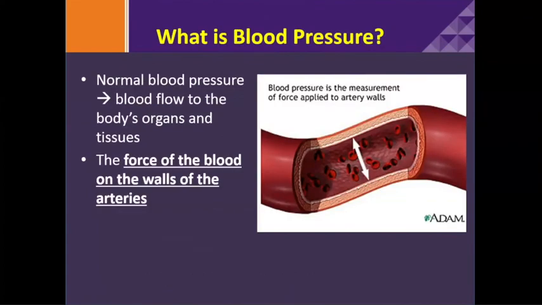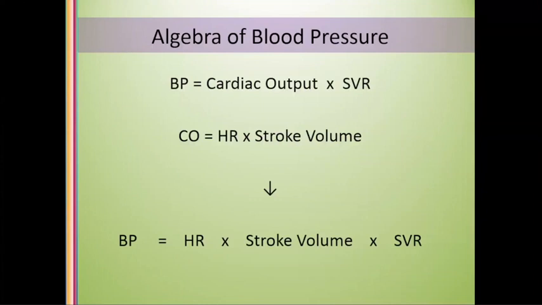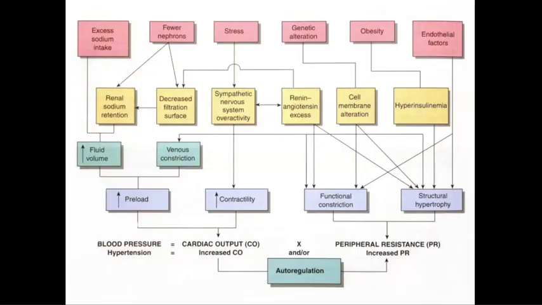So BP is actually the force of the blood on the wall of the artery, and the formula for it is very straightforward: cardiac output times systemic vascular resistance. SVR is systemic vascular resistance. Cardiac output is equivalent to heart rate times stroke volume. So you can see the formula here, BP equals cardiac output times peripheral resistance, right? How important is pathophysiology? What can increase cardiac output? Contractility. And then you can see here what stress can increase contractility. Obesity can increase contractility. Endothelial dysfunction can increase contractility. So you can see here the red colors are important risk factors for cardiovascular disease and for hypertension.